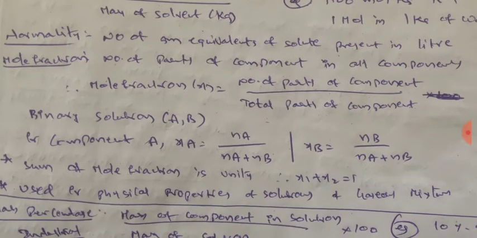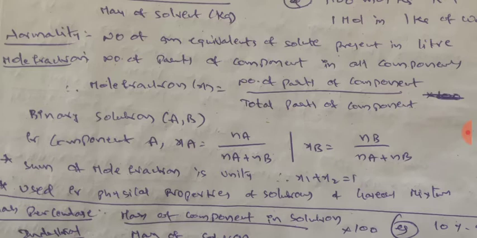And the last one is called mole fraction. So mole fraction is nothing but the number of parts of a component which is present in all components. That is called mole fraction. Mole fraction is nothing but number of parts of component by total parts of component. That is the formula of mole fraction.